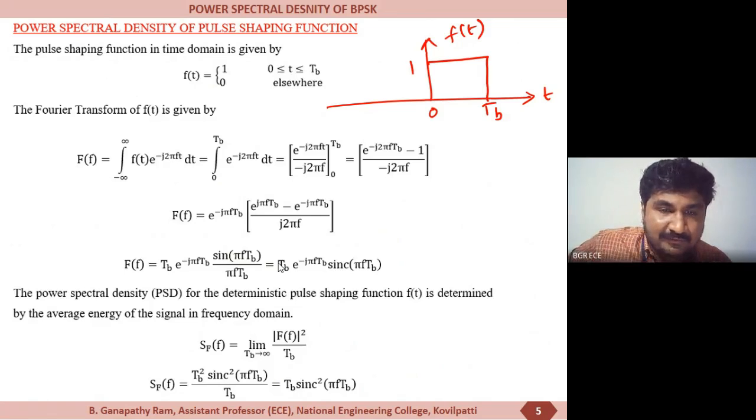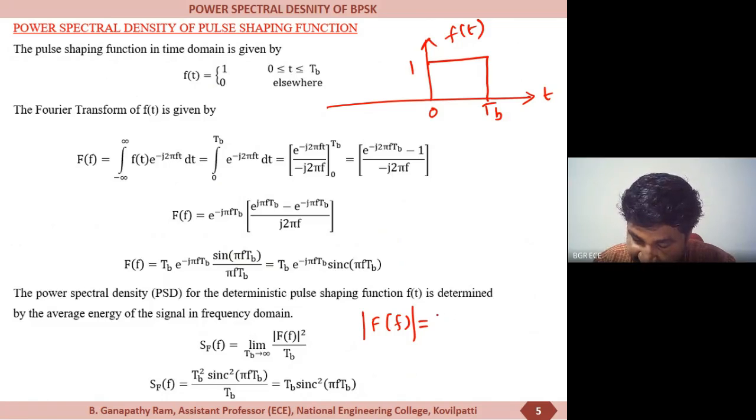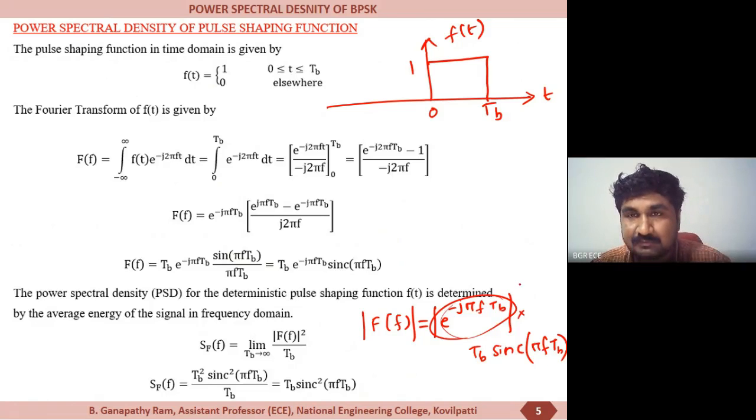We know that F of f is Tb into e to the power of minus j pi f Tb sinc of pi f Tb, and the magnitude of F of f is the magnitude of e to the power of minus j pi f Tb multiplied by Tb into sinc of pi f Tb. And the magnitude of e to the power of minus j pi f Tb becomes 1. Hence, the magnitude of F of f squared becomes Tb squared sinc squared of pi f Tb over Tb. So Tb squared and Tb get cancelled, and we can write Sf of f as Tb into sinc squared of pi f Tb.